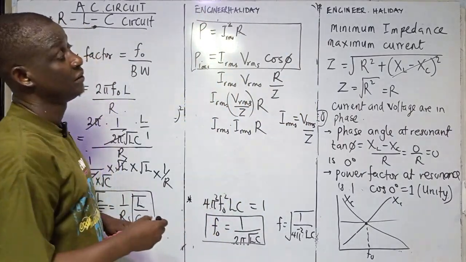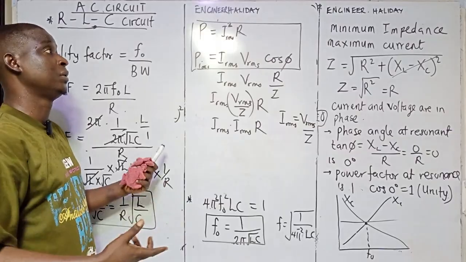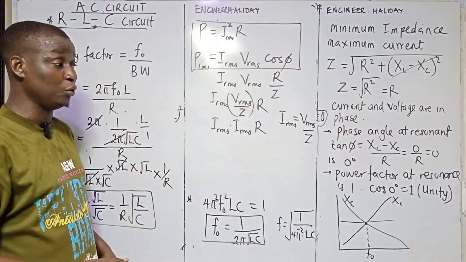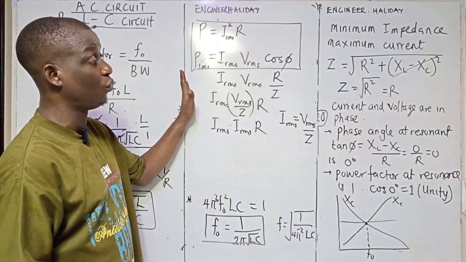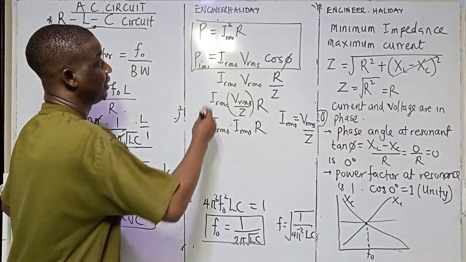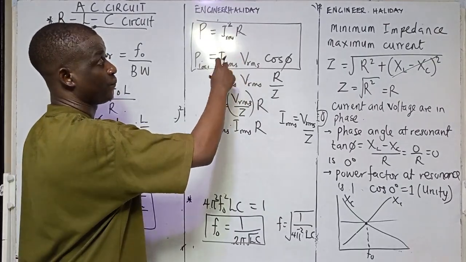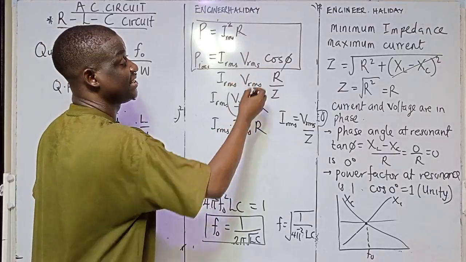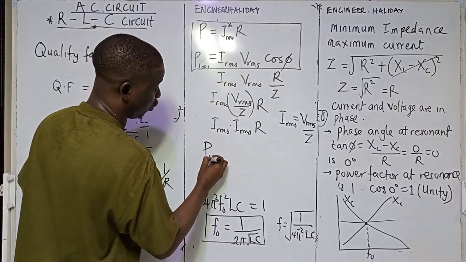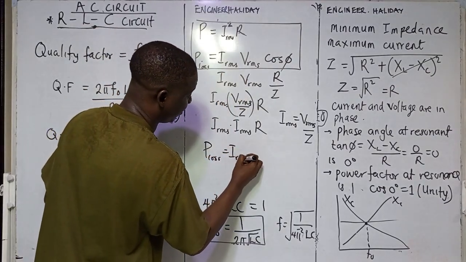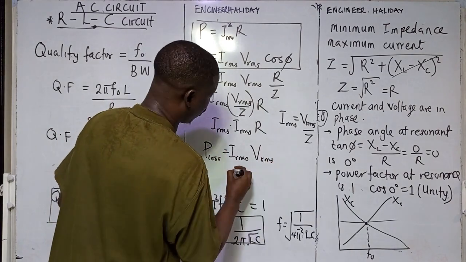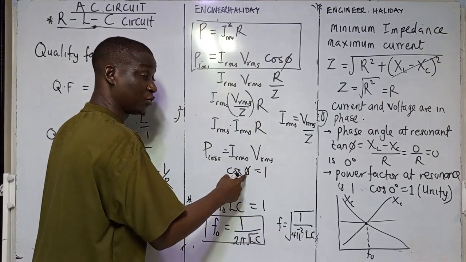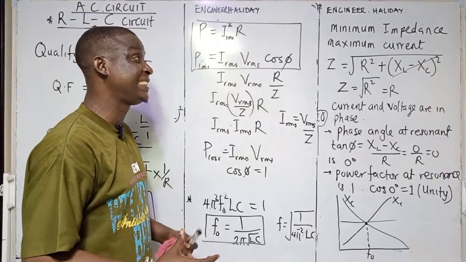I give other formulas for power in other videos, so go and check them before this video. So this is basically the power loss. You can also call it the average power. In a purely resistive circuit, power loss will be equal to I RMS times V RMS, because cos phi will be equal to 1 and the phase angle is equal to 0.